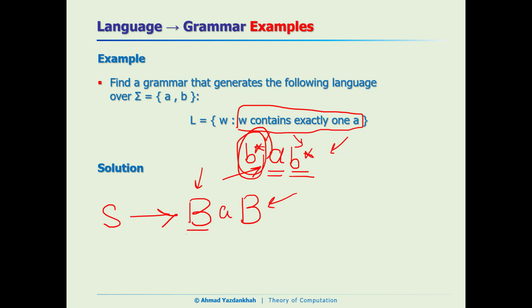So how can we define this B? Any number of b's? We have seen this before in the previous examples. So B can be defined as bB, or lambda.